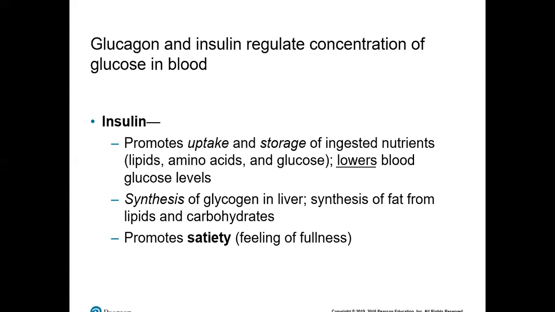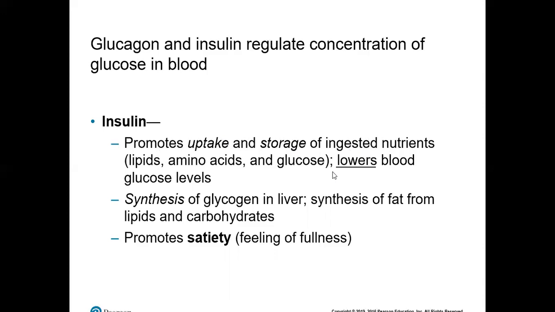Insulin, remember, is basically doing the opposite of glucagon. It's trying to decrease blood glucose levels, and it's trying to do this by getting the glucose and the nutrients from the blood into the cells of the body. And so it's helping to promote the uptake and the storage of some of these nutrients such as fats or lipids or amino acids or glucose especially. But all of these are considered to be nutrients. All of these need to be stored, and so that's what insulin is trying to do.